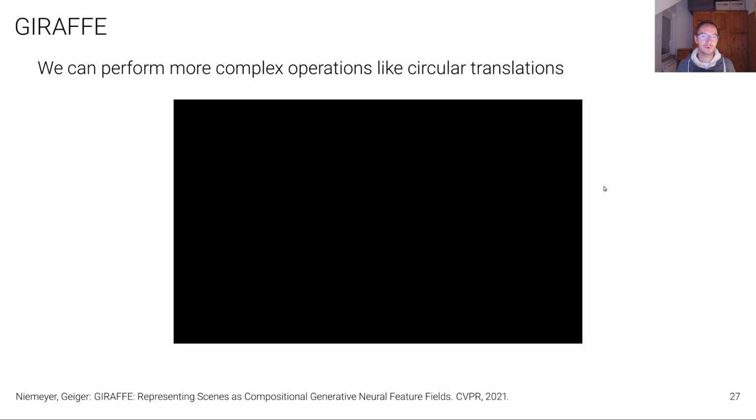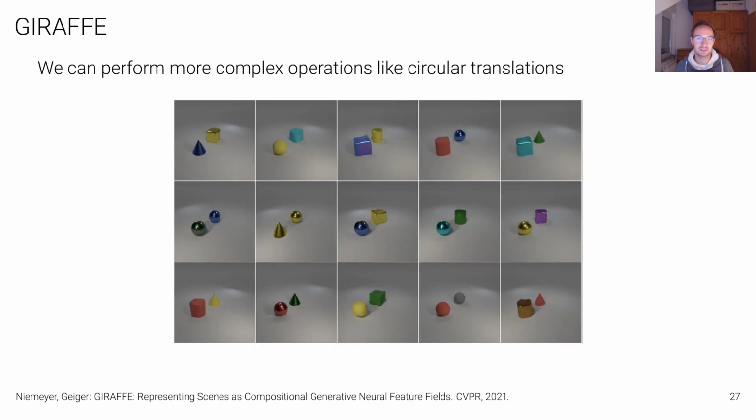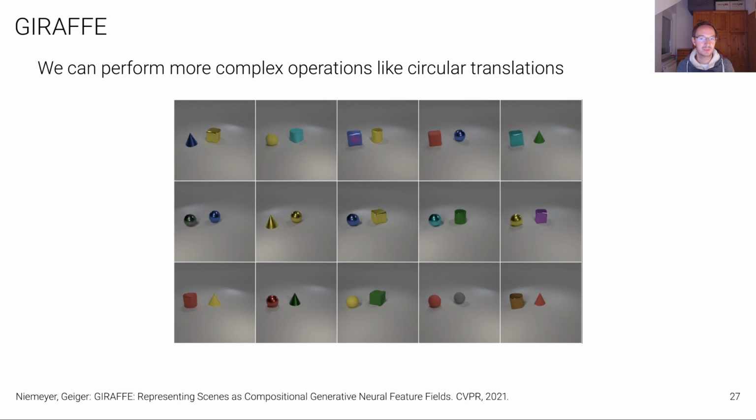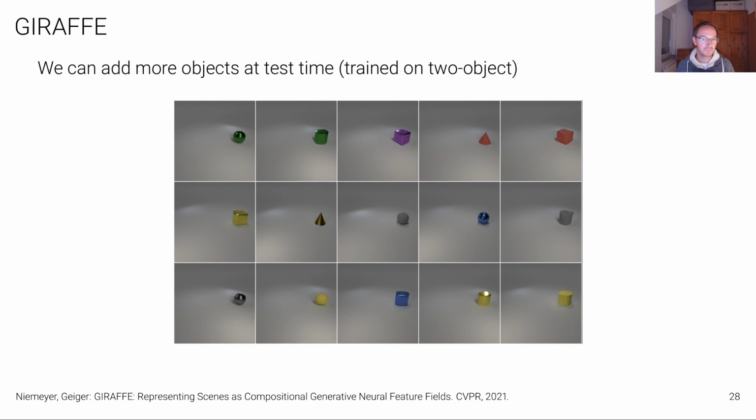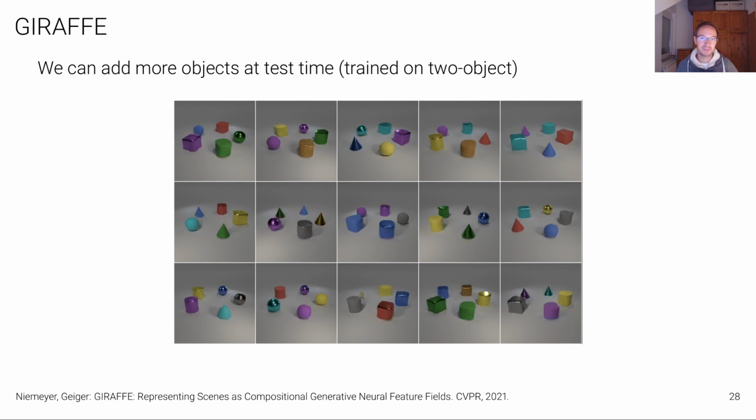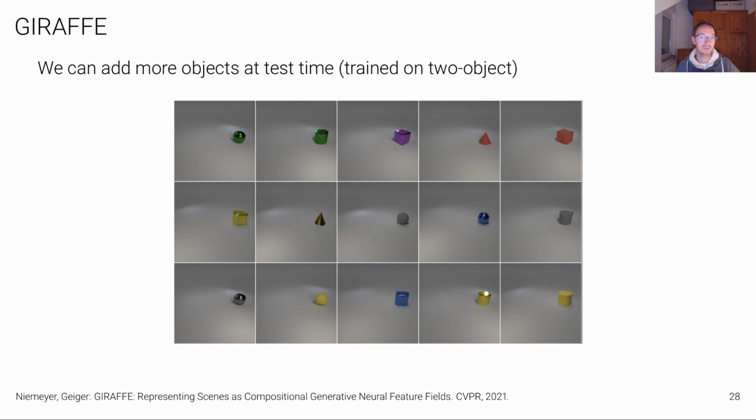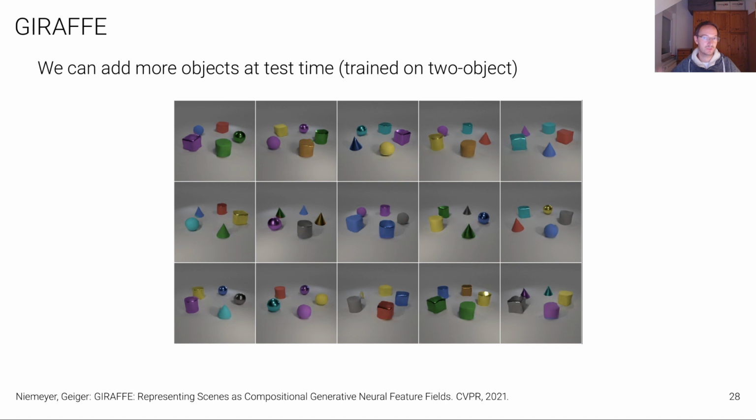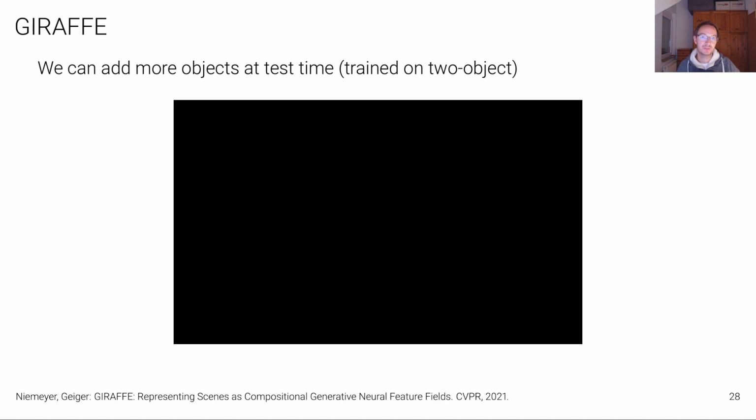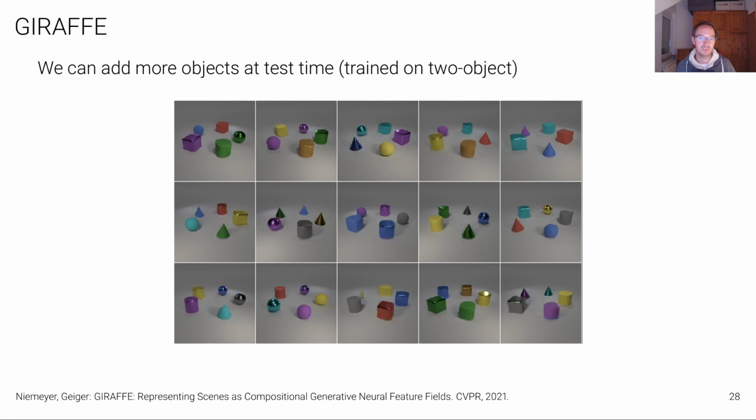We can also perform more complex operations like circular translations, which are impossible with a 2D GAN, because the 2D GAN is not able to disentangle translation from the other factors. We can also add more objects at test time than the model was trained with. In this case, the model was trained with scenes comprising only 2 objects, and we are adding more objects at test time.